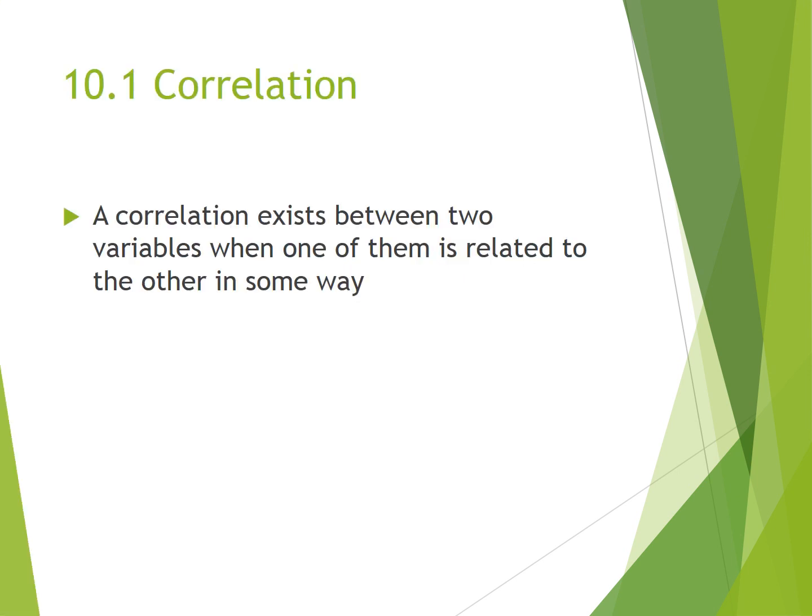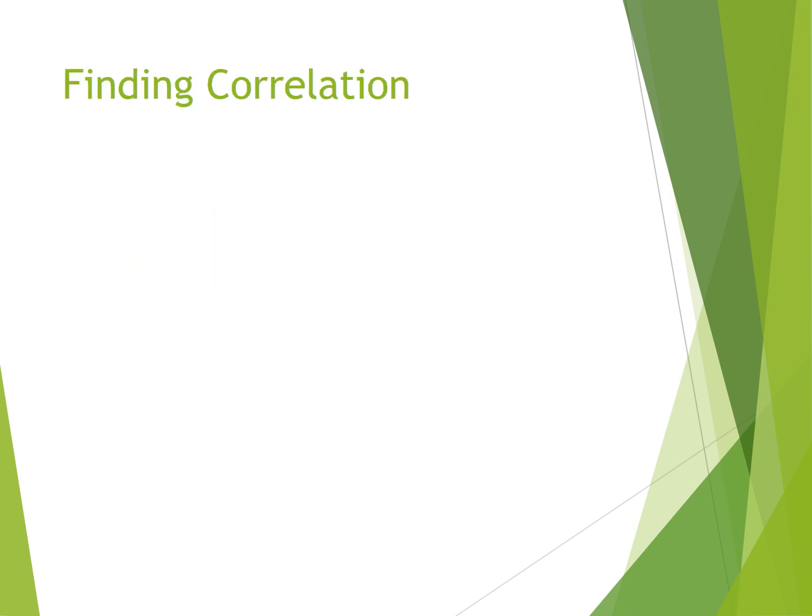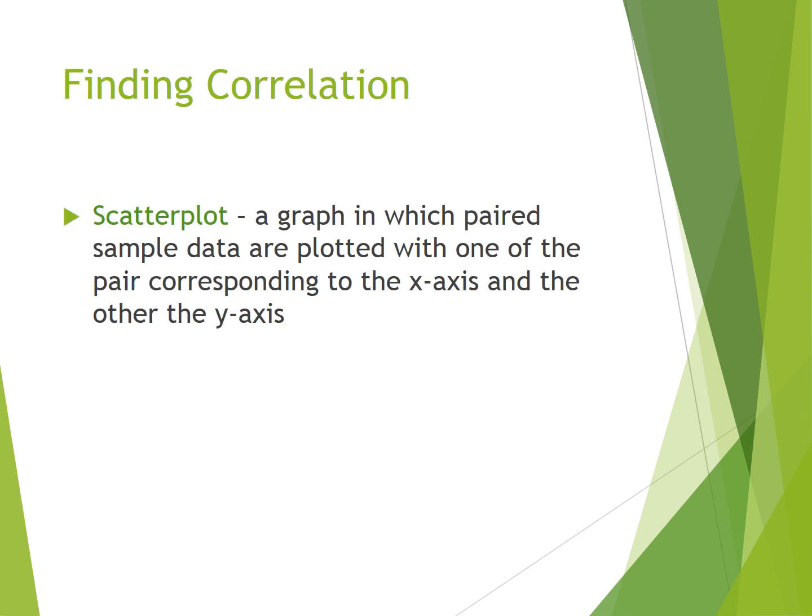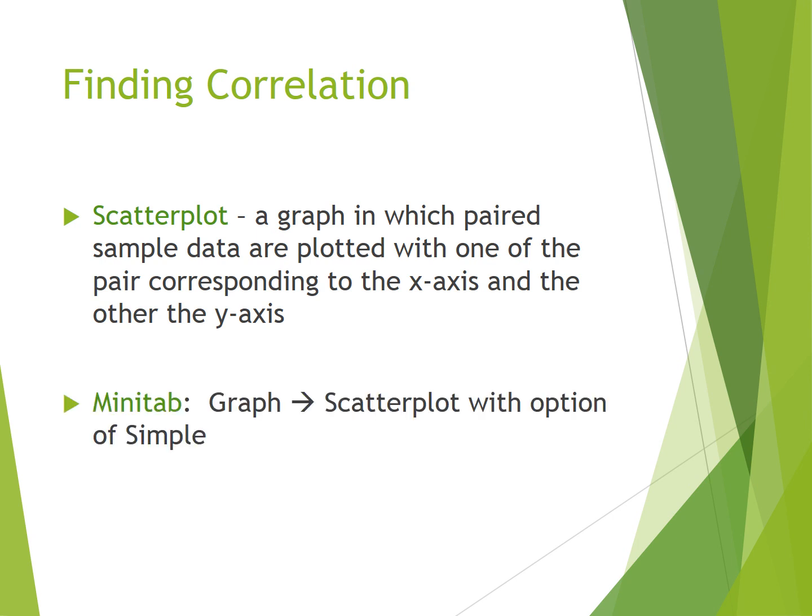So the first thing, a correlation exists between two variables when one of them is related to the other in some way. To find correlation, one thing you might do is graph the bivariate data where each value has two measurements, one that we call the X measurement, one we call the Y measurement, and see if it looks like there's a pattern to the graph.